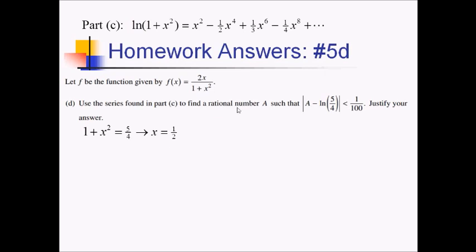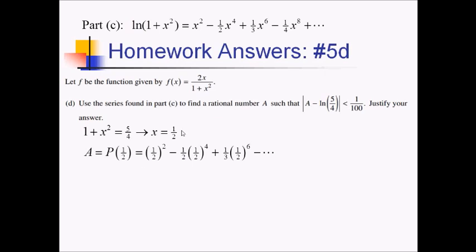So the a value then that we're looking for is going to be the result of some truncated polynomial that we get by plugging 1 half into this series and then stopping at some point. So it's going to have the form 1 half squared minus 1 half times 1 half to the fourth plus 1 third times 1 half to the sixth, and so on and so forth. At some point, we have to stop adding these, and that'll be our a value.